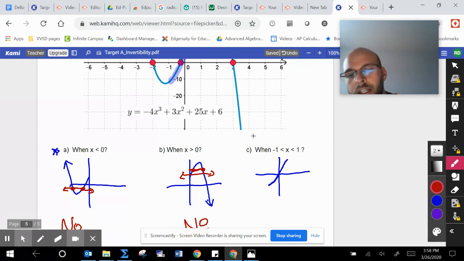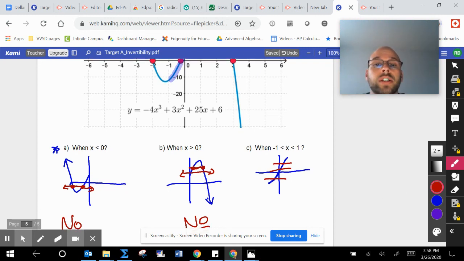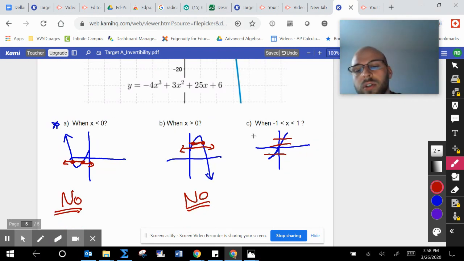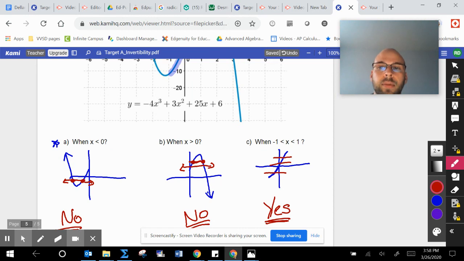So from -1 to 1 is kind of like this chunk. And if I draw any horizontal lines on that, it's going to hit my graph in only one place. So that's good. There's only one intersection for every horizontal line, and the same would be true for every vertical line. So in this case, that section of graph would be invertible because, like I said, the theme of this is that it passes both the horizontal and vertical line tests.